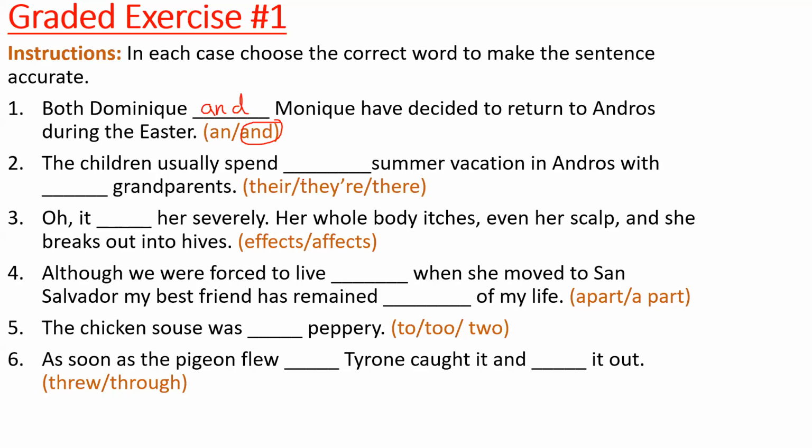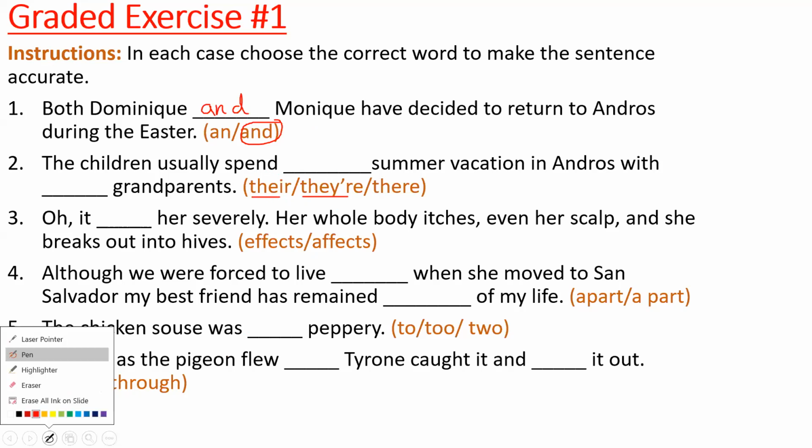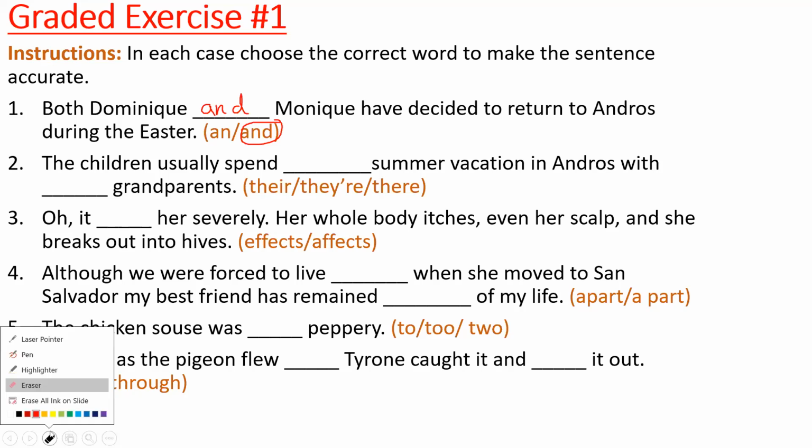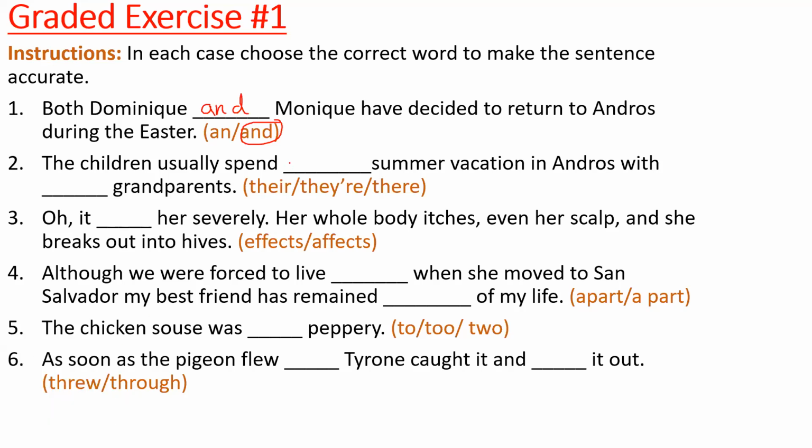Number 2. The children usually spend blank summer vacation in Andros with blank grandparents. What is it? The first one and then the second one? I think it's the first one twice. Okay, who all agree it's the first one twice? I do. It's definitely the first one twice.